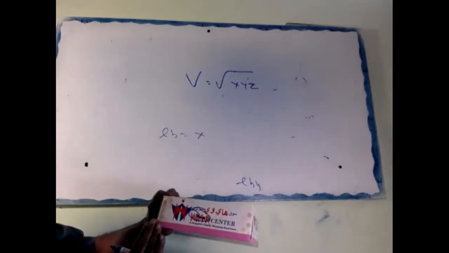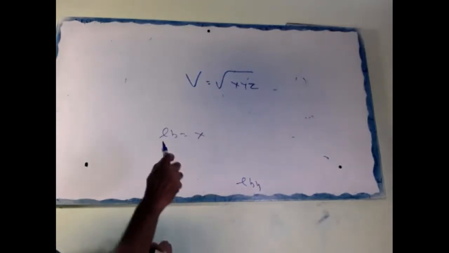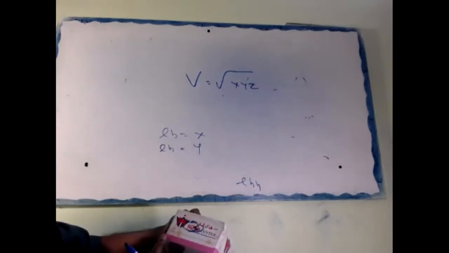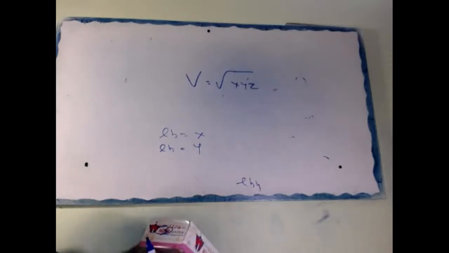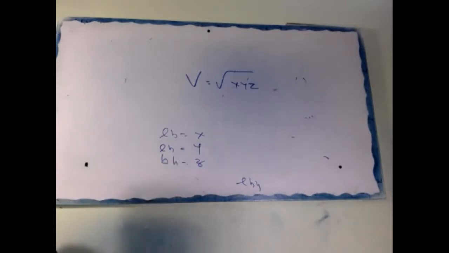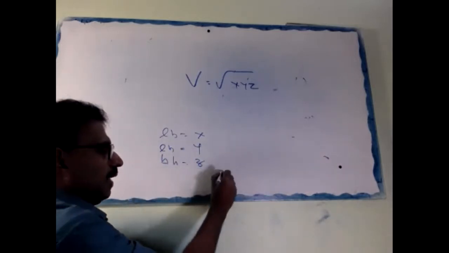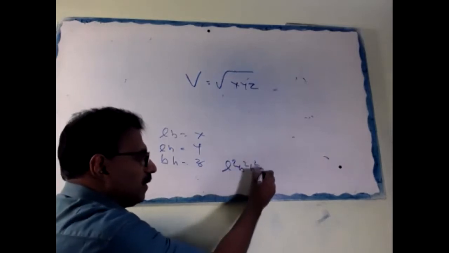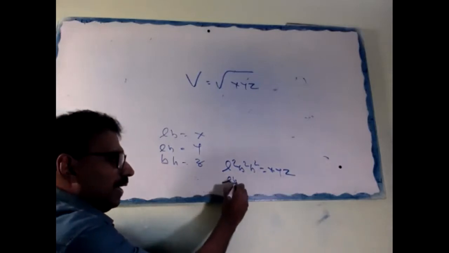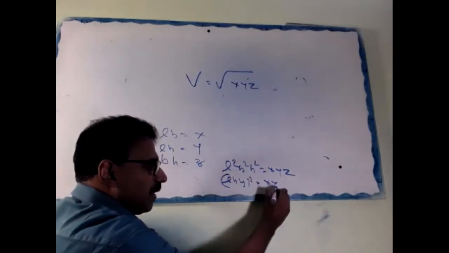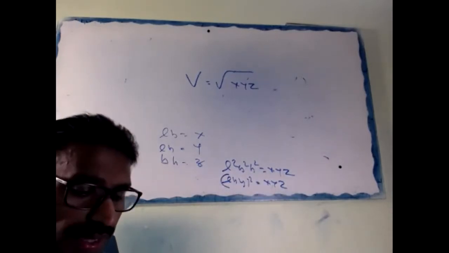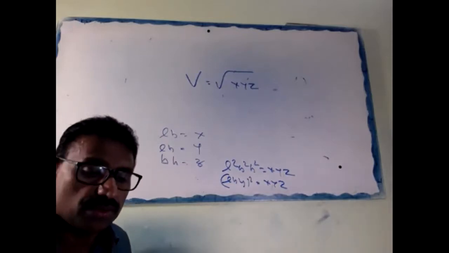Face 2 here, L into H. LH equal to Y. Face 3, B and H. BH equal to Z. Multiply. What will you get? L square, B square, H square equal to X, Y, Z. So that means LBH whole square equal to XYZ. That means V square equal to XYZ, V equal to root of XYZ.